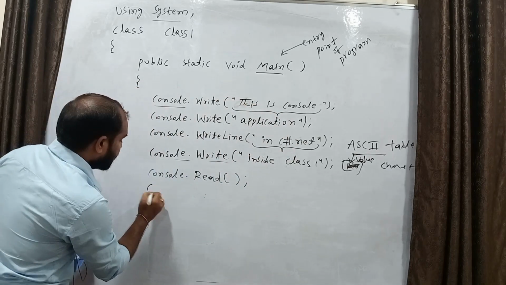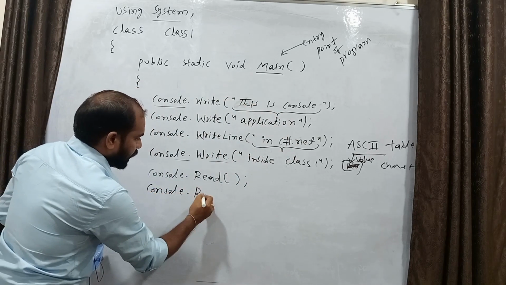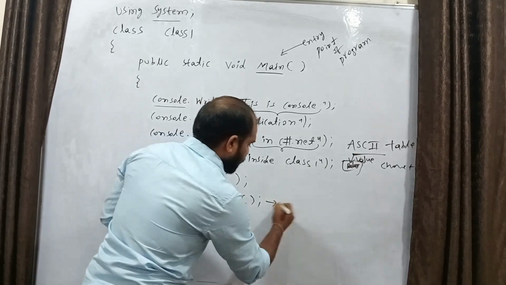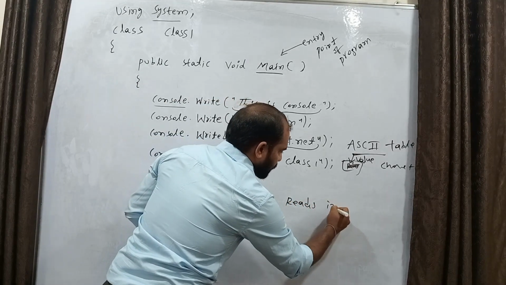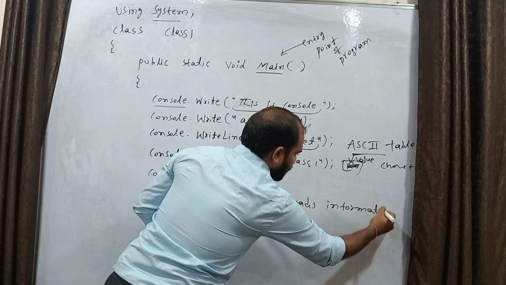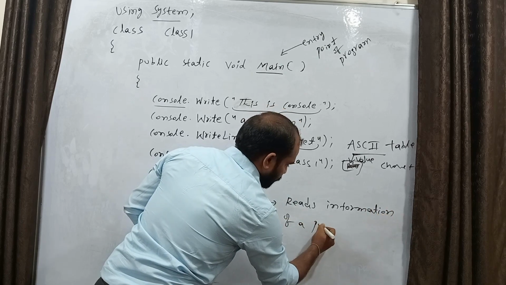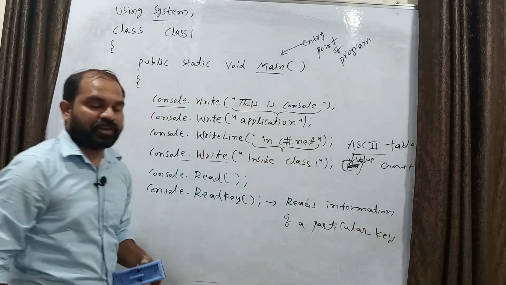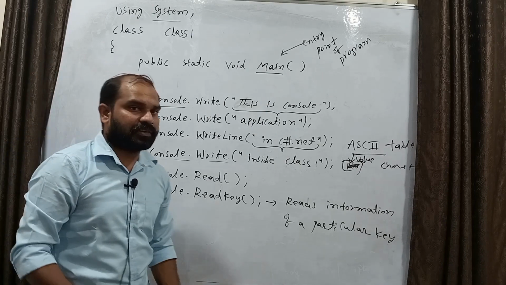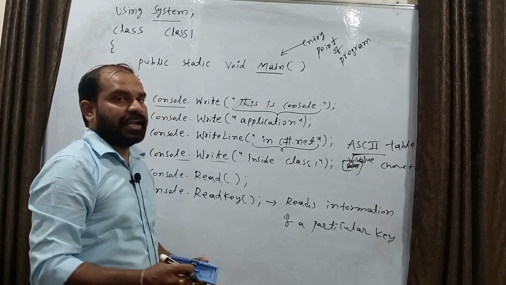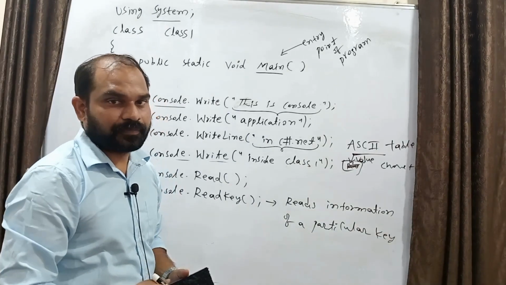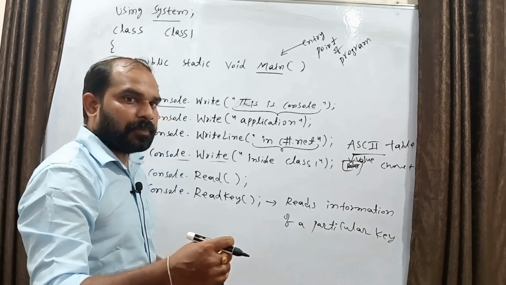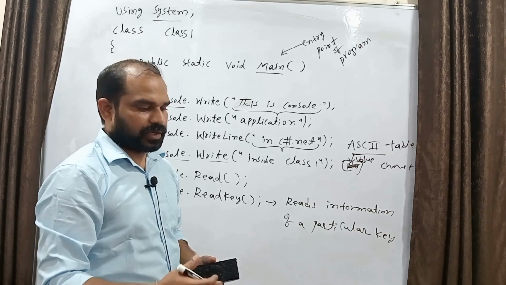After that, one more method is there, Console.ReadKey. What is this method going to do? ReadKey reads the information of a particular key. In some applications we might have observed messages like "hit Enter to continue, hit Escape to exit." If you hit the Escape button, you can exit from the application. If you hit Enter, the application will continue to execute, right?